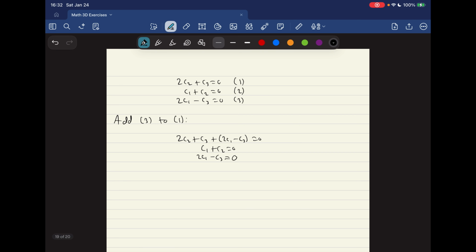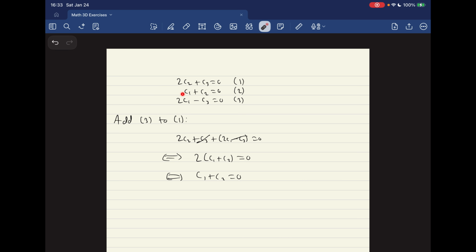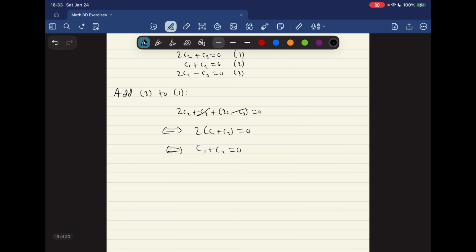But what's nice, okay, and you know what? Let me actually erase these and bring them back in just a bit. Let me focus on this first equation first. So the c3s cancel, and if we factor out the 2, we get 2 times c1 plus c2 is equal to 0. And dividing out the 2, we get c1 plus c2 equals 0. But we can see that this is already one of the equations that we have. And so what we see is that when we've added 3 to 1, we didn't get an independent equation, as it's called.